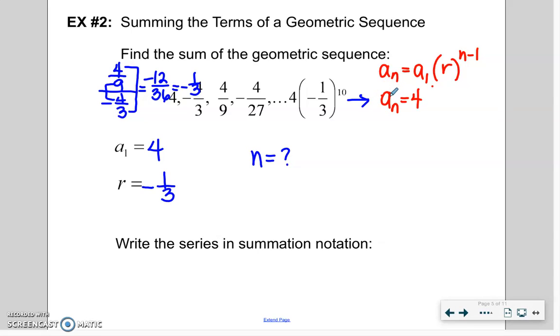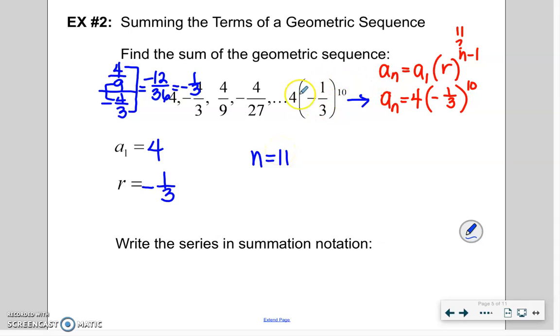So we have a 4 on the outside, we have a negative 1/3 on the inside, and then we have a 10 as the exponent. If you think backwards, to get 10 as the exponent, what would the n value have to have been? Because what you do is you take the n value and you subtract 1, and that gives you the power. So n would have to have been 11 in order to take 1 away and end up with 10. So the n value is 11.